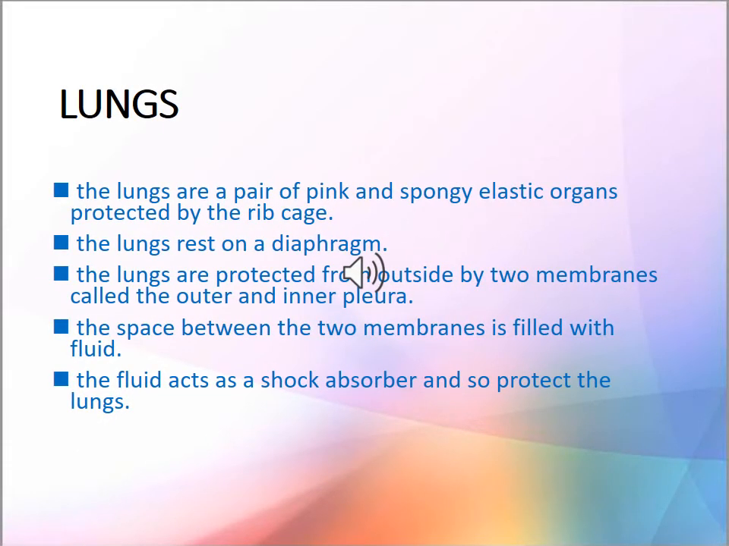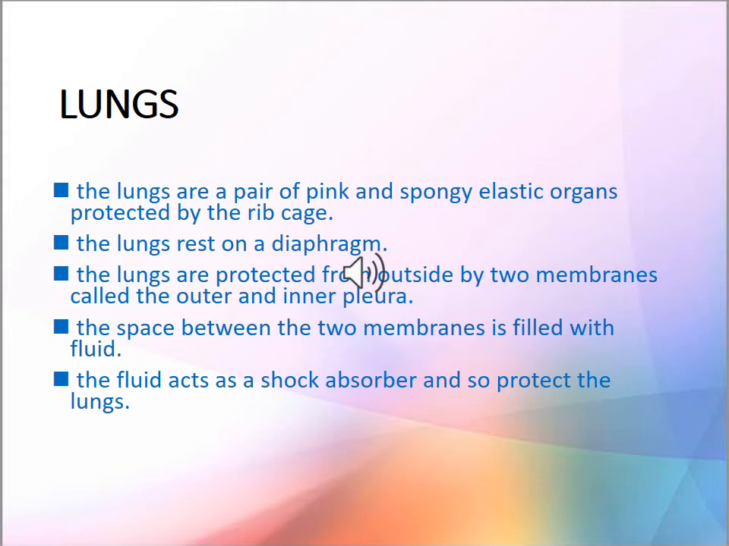The last organ is the lungs. So what are the characteristic features of lungs? The lungs are a pair of pink and spongy elastic organs protected by the rib cage. The next point, the lungs rest on a diaphragm. The third point, the lungs are protected from outside by two membranes called the outer and inner pleura. The fourth point, the space between the two membranes is filled with a fluid. And the last point, the fluid acts as a shock absorber and so protects the lungs.